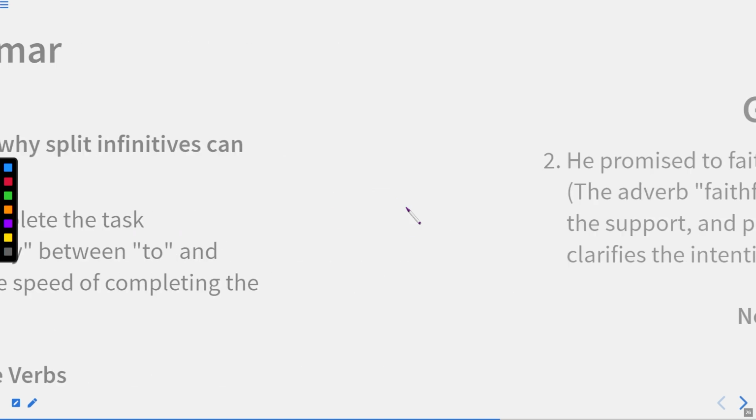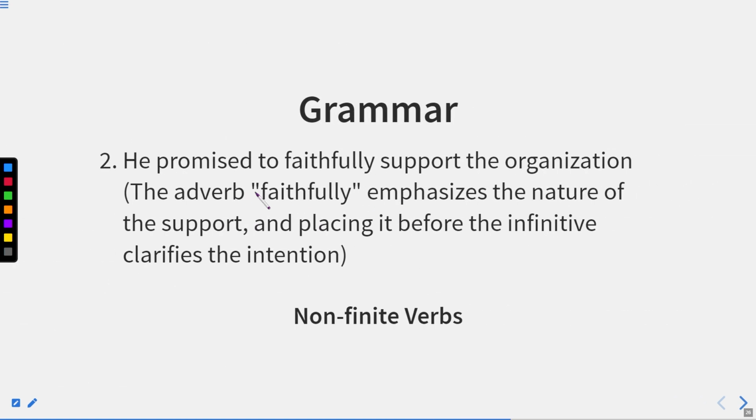Now let us move to the next one. He promised to faithfully support. Now to support, and in between we have an adverb. So faithfully is emphasizing the word support. Yes, of course, she is going to support faithfully and with all her efforts honestly. So the adverb faithfully emphasizes the nature of the support, and placing it before the infinitive clarifies the intention. So this is called split infinitives.